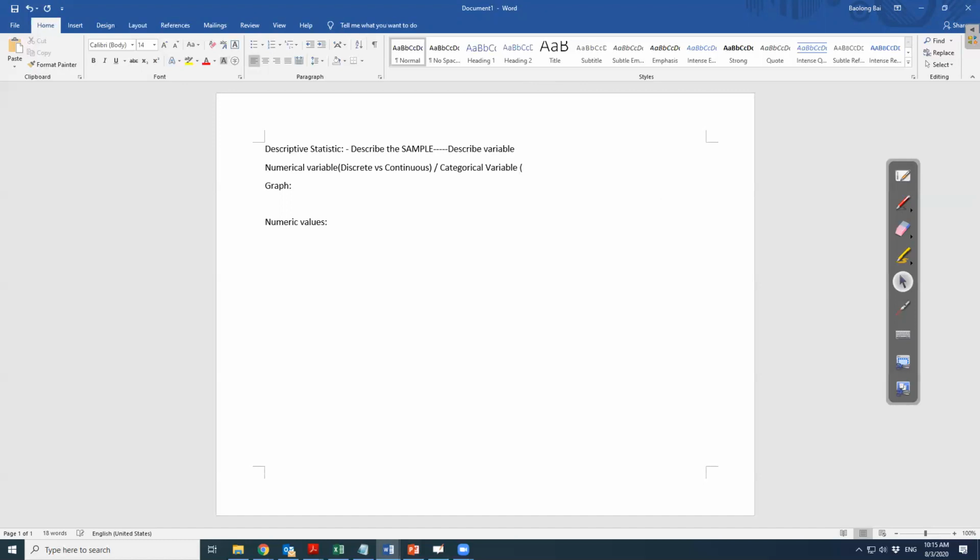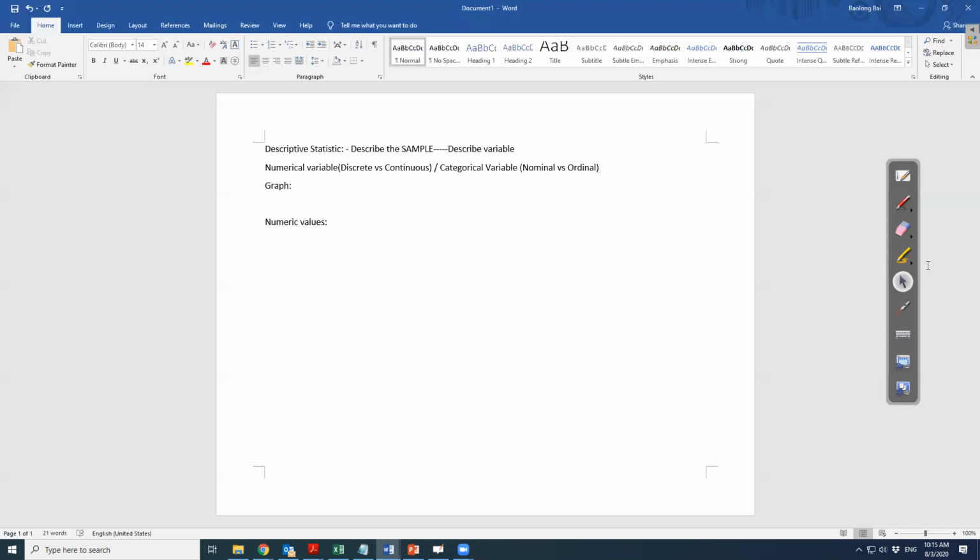And for categorical variable, we have nominal versus ordinal. So you need to be able to identify what kind of variable it is, if the definition of the variable is given. So, practice on that.